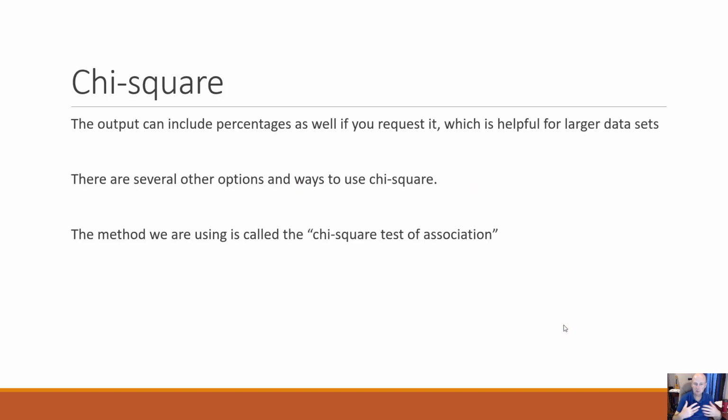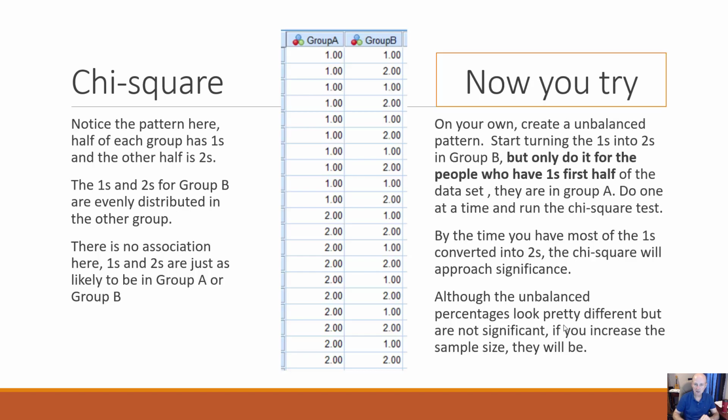With chi-square, the output will include raw numbers, like the counts we just saw, or percentages if you request them, whichever is helpful for you interpreting the larger data set. And there are other ways to use chi-square, but this is the chi-square test of association.